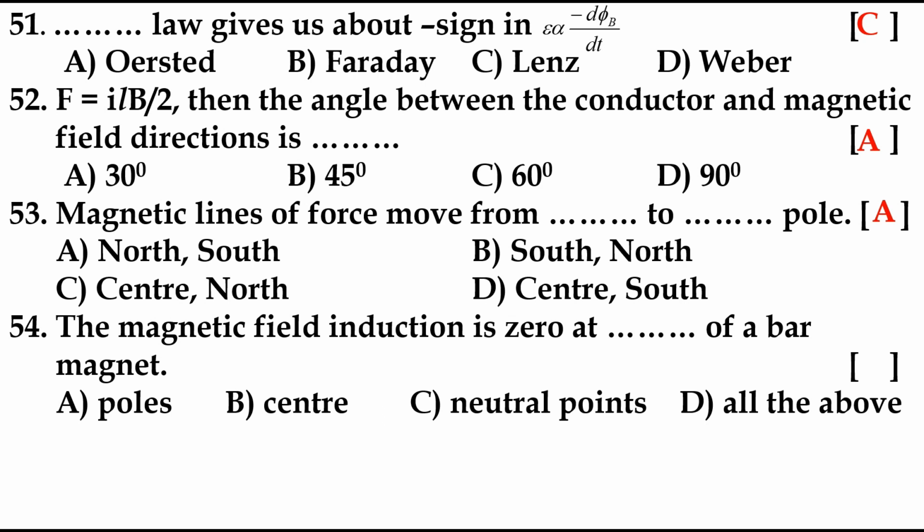54. The magnetic field induction is 0 at dash of a bar magnet. A. Poles. B. Center. C. Neutral points. D. All of the above. Answer is C. At neutral points.